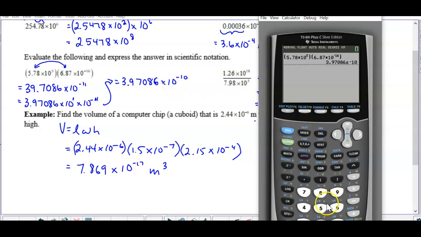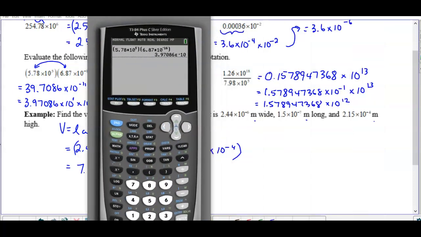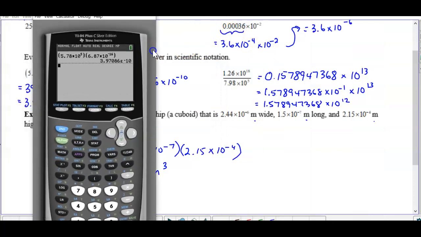As well, if you wanted to put in, so here on the division, be careful on this. If you use the multiplication like that, put brackets. So 1.26 times 10 to the exponent 18. Close the brackets before you divide. Open brackets, 7.98 times 10 to the exponent 5.